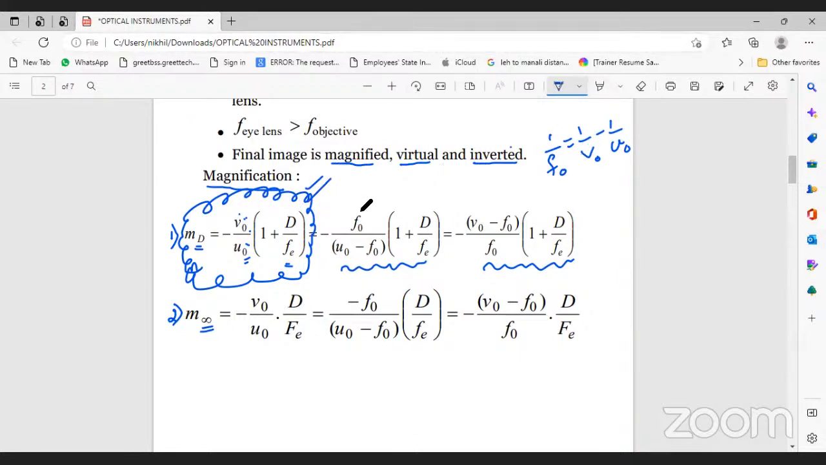Now, if they have given the focal length and the object distance, we simplify this equation to get v naught, and after getting v naught, we substitute here. If you remember these two other forms, you can directly simplify that. So this is the formula when the object is placed at the least distance.